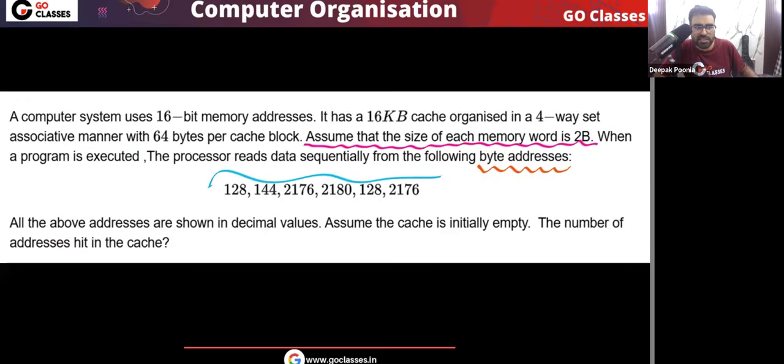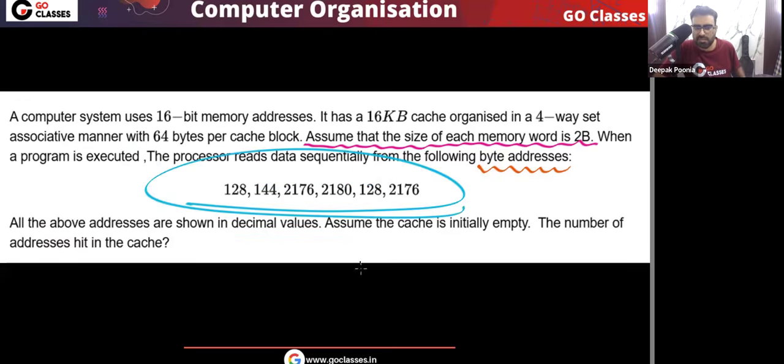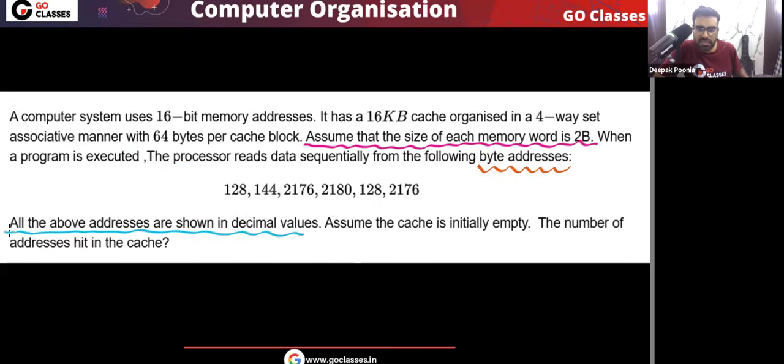These are the main memory addresses that processor is generating. These are not the block numbers. You can see all the above addresses are in decimal values. So these are the decimal values of main memory addresses. And remember, these are not the block addresses. This is very important, because many students will consider these as block addresses. Assume that cache is initially empty. The number of addresses that will hit in the cache, this is what we need to find.